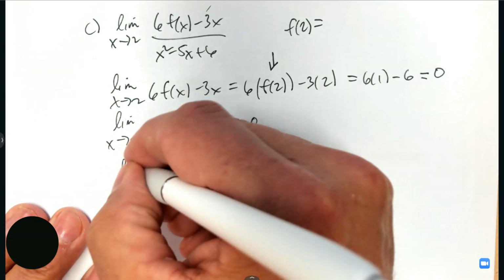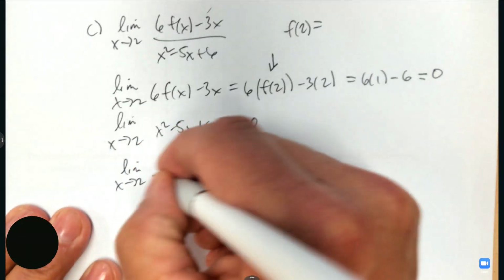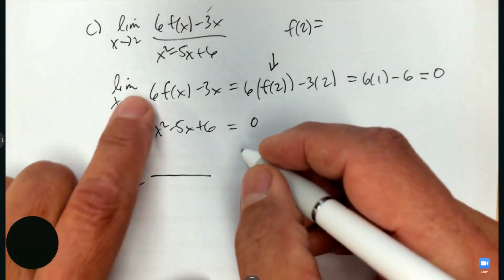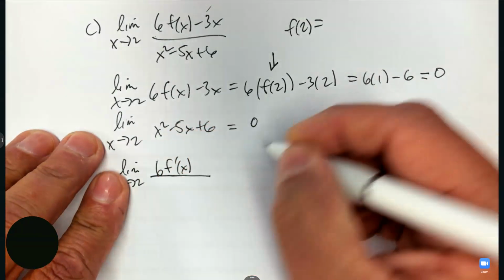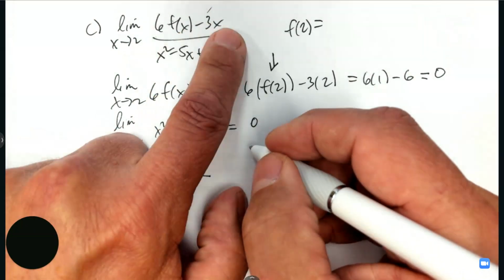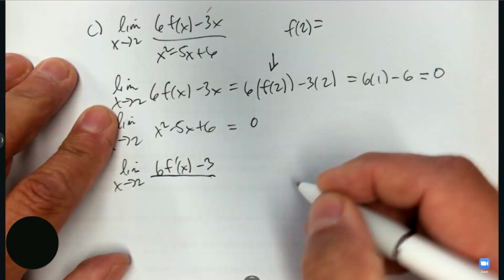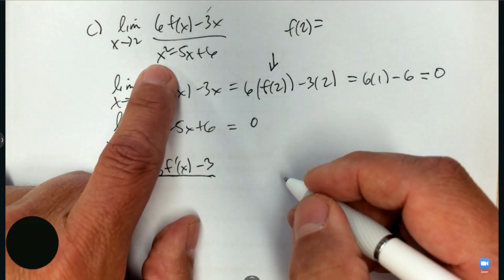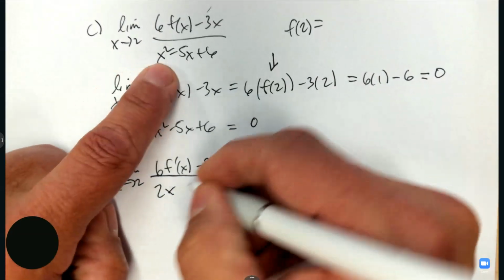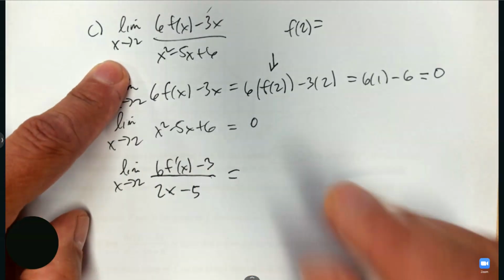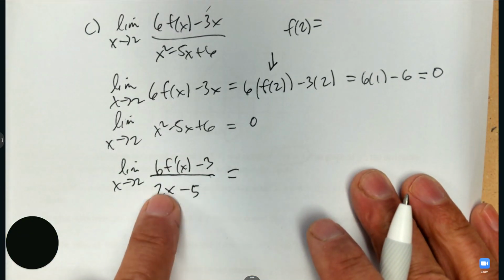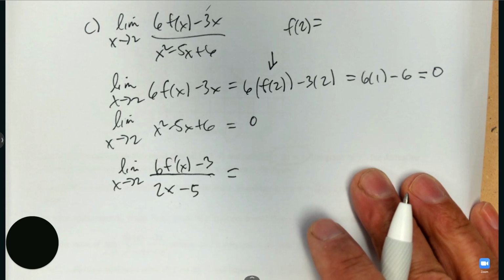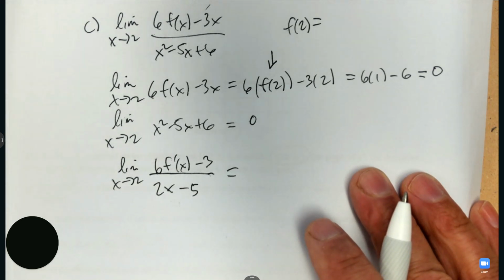So we're going to use L'Hopital's rule, which means we're going to take the derivative of the numerator. The derivative of 6 times f at x is 6 times the derivative of f at x. The derivative of negative 3x is negative 3. The denominator, the derivative of x squared, and the derivative of negative 5. I already know it's not indeterminate, because if I plug 2 into the bottom, I get 2 times 2 take away 5, not 0. So we're going to evaluate, or it doesn't exist.